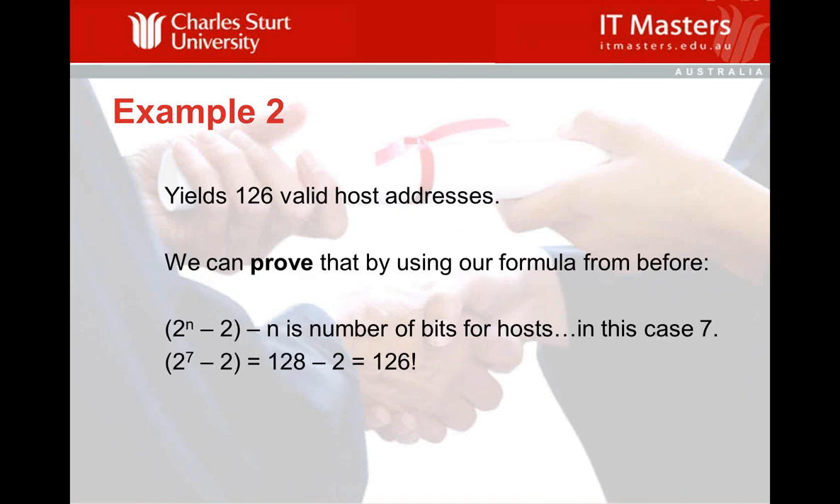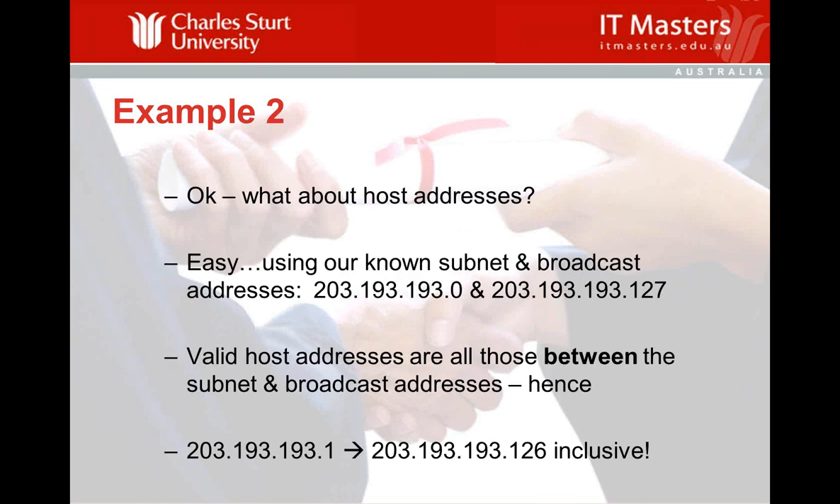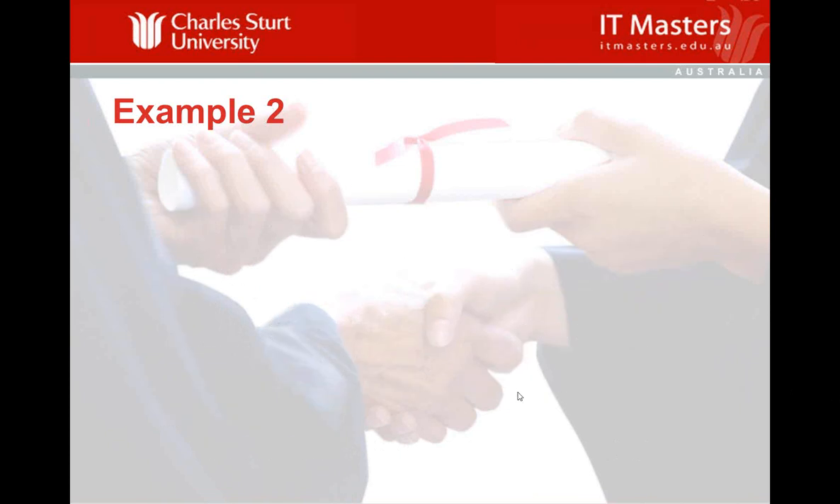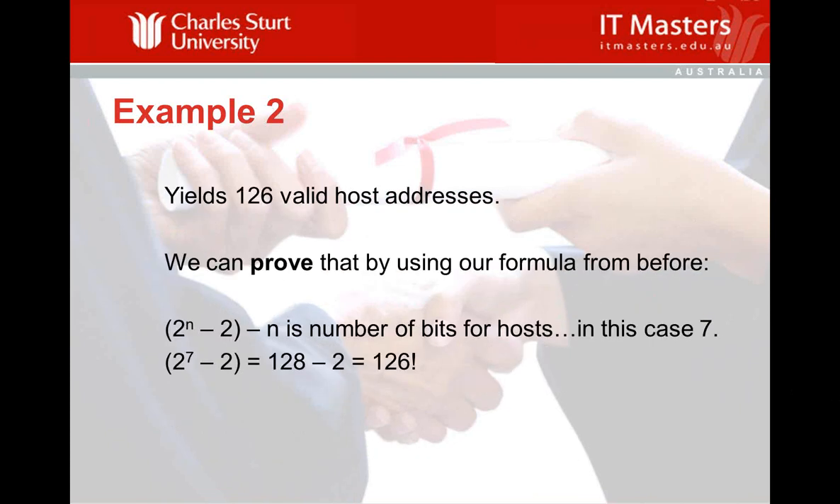So this yields us 126 valid host addresses, and we can prove that by using our formula from before. So the 2^n minus 2, where n is the number of bits for hosts. If we switch back to this slide, we can see we've got 25 bits for network, and what's in red, the 7 zeros, for your hosts. So 2^n is 2^7 minus 2 equals 128 minus 2. That gives us 126 valid addresses. So we can use that to validate our binary math.